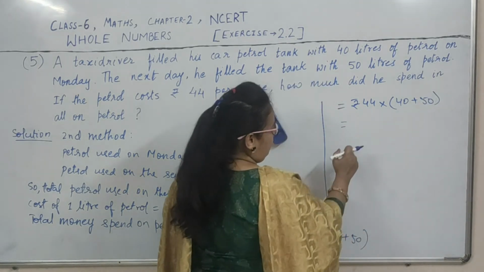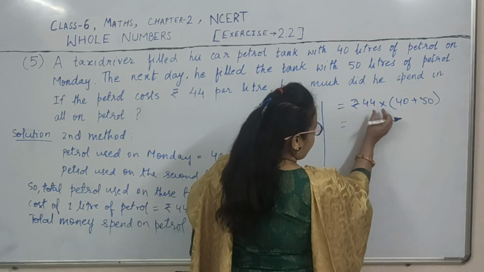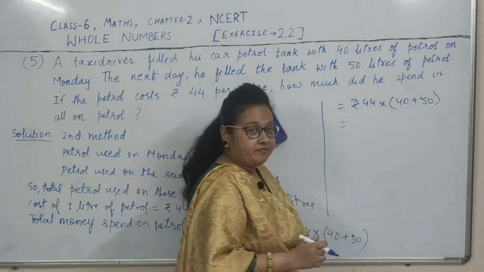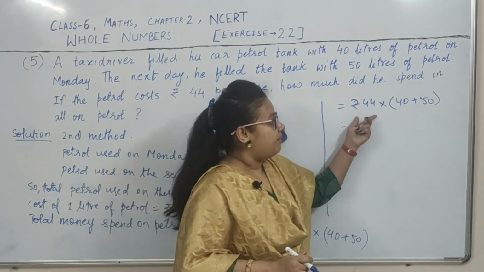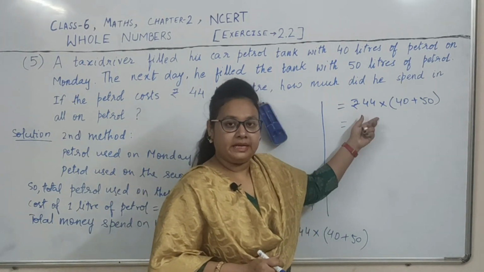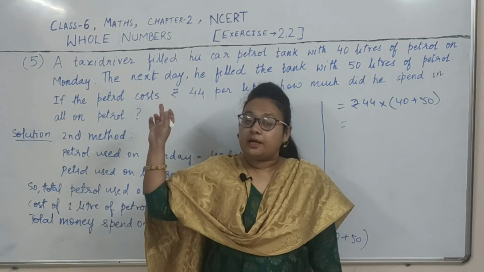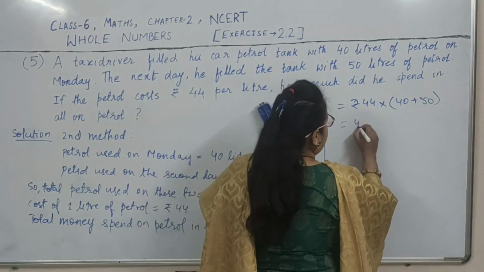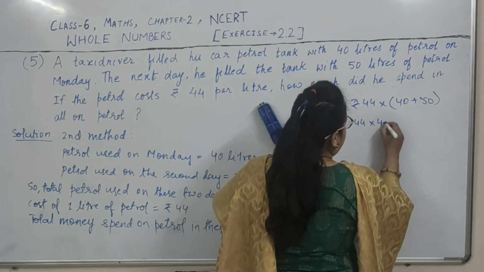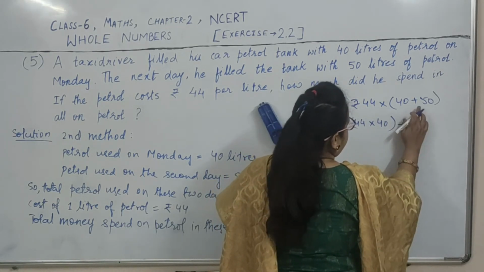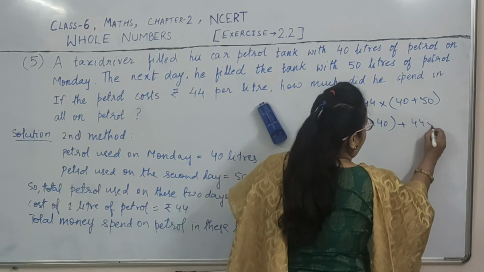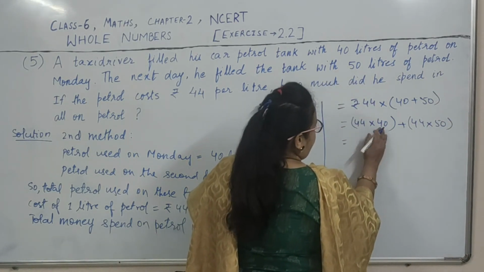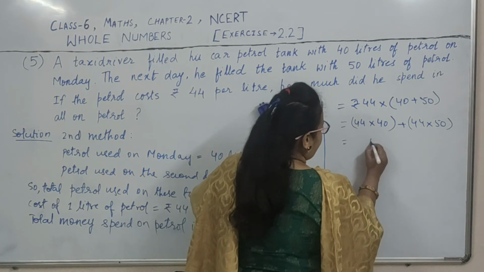Now what can we do? It means that 44 should be multiplied by 40 also and 44 should be multiplied by 50 also. How can we do that? By using the distributive property which we have learned in the introduction part of this chapter, whole numbers. Okay, so 44 into 40 plus sign 44 multiplied by 50. Okay, so now we have to multiply these two.